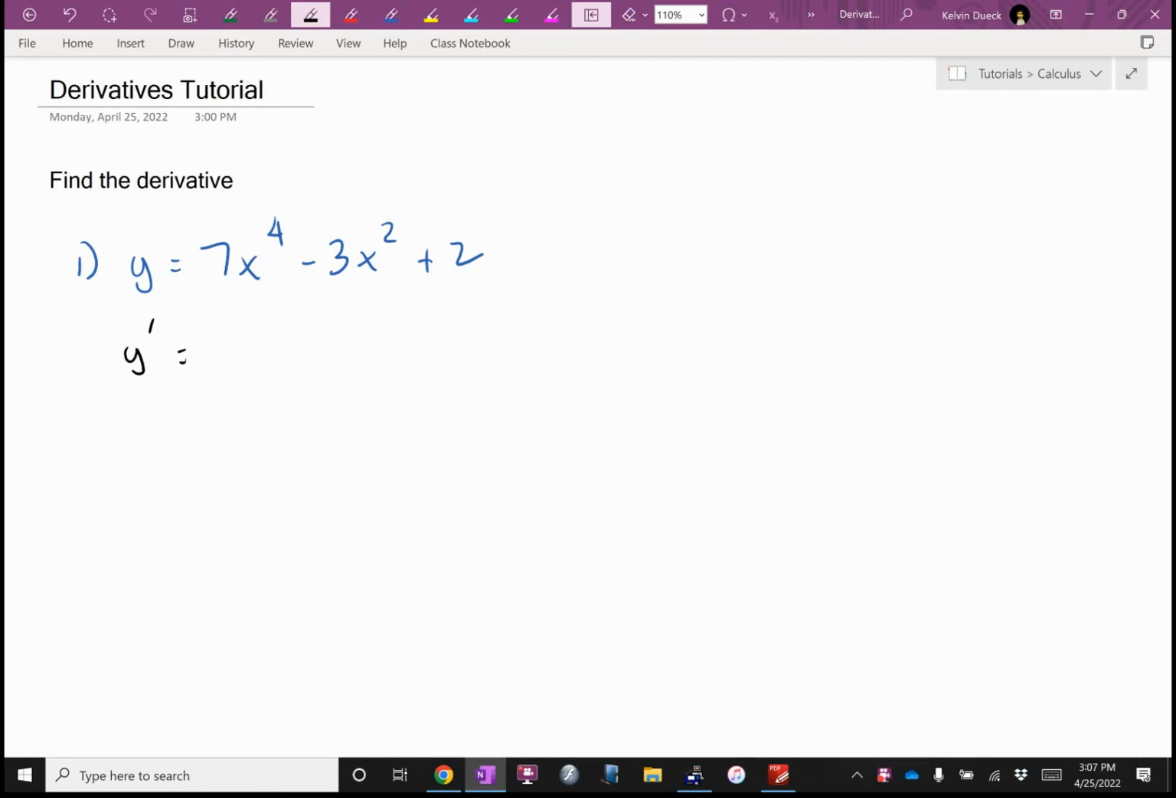So the first thing that you've learned is if you have separate terms, you don't do the entire derivative all at once. You can go term by term by term. We learned that if they're separated by plus signs or minus signs, it turns out you can do the derivative one term at a time. So what's the derivative of 7x to the fourth?